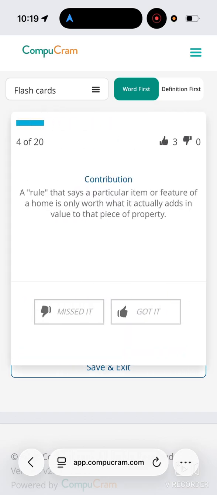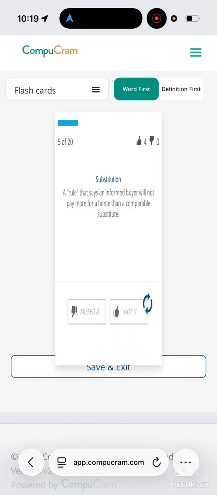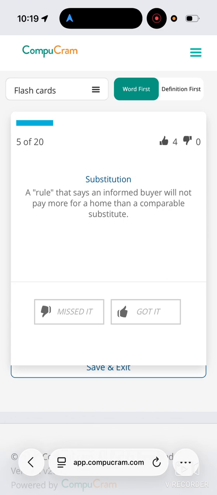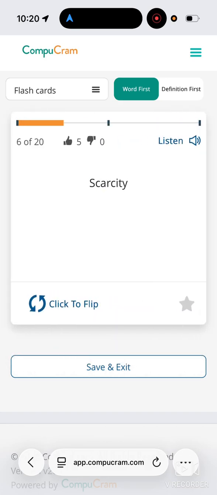Contribution: a rule that says a particular item or feature of a home is only worth what it actually adds in value to that piece of property. Substitution: a rule that says an informed buyer will not pay more for a home than a comparable substitution.